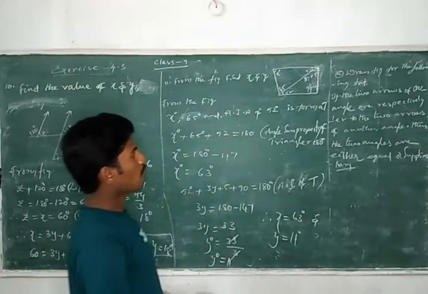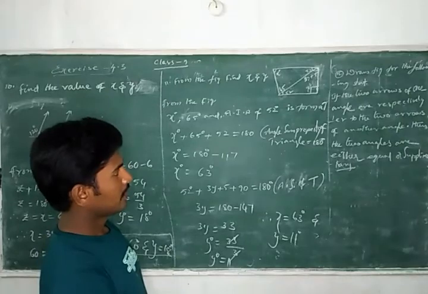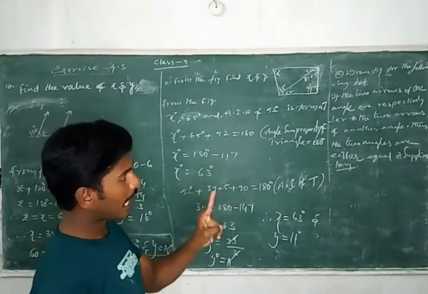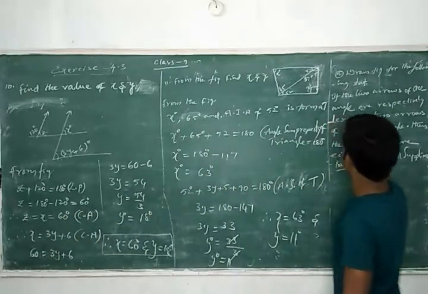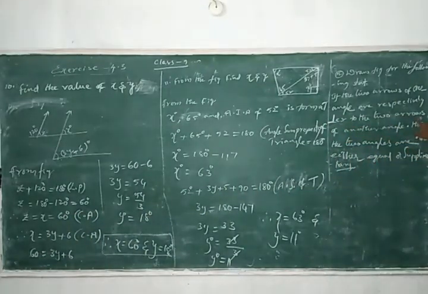Next, draw the figure for the following statement. If the two arms of one angle are respectively perpendicular to the two arms of another angle, then the two angles are either equal or supplementary. We have to show equal, and we have to show supplementary also.